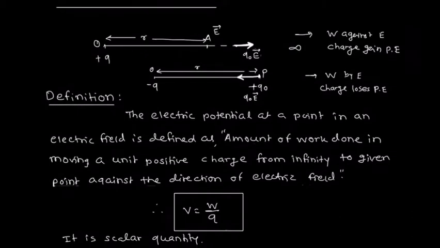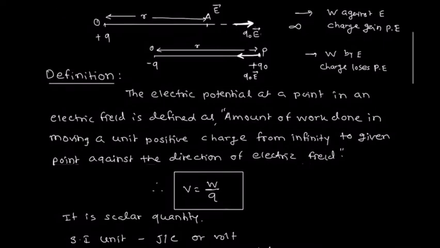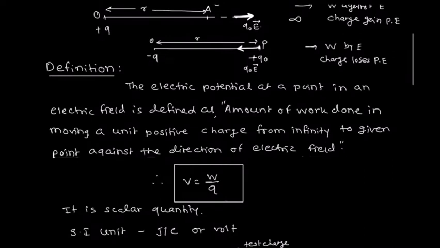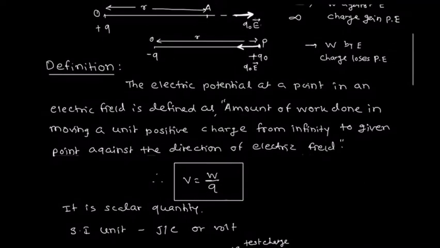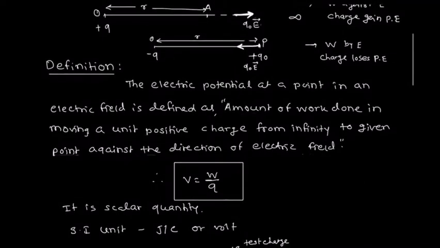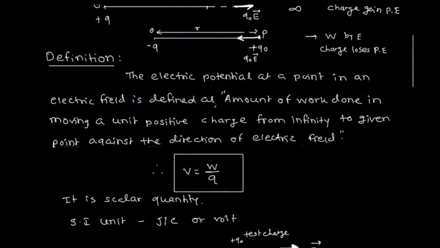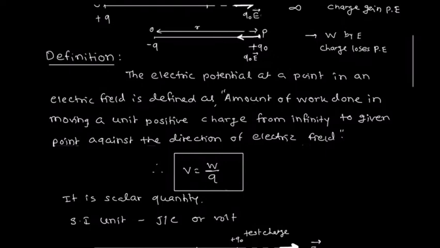That potential energy is the ratio of work done per unit charge. Electric potential is a scalar quantity and we write its unit using that definition, V equal to W by Q. Work done we measure in terms of joule and charge in coulomb, hence SI unit of electric potential is joule per coulomb or volt.